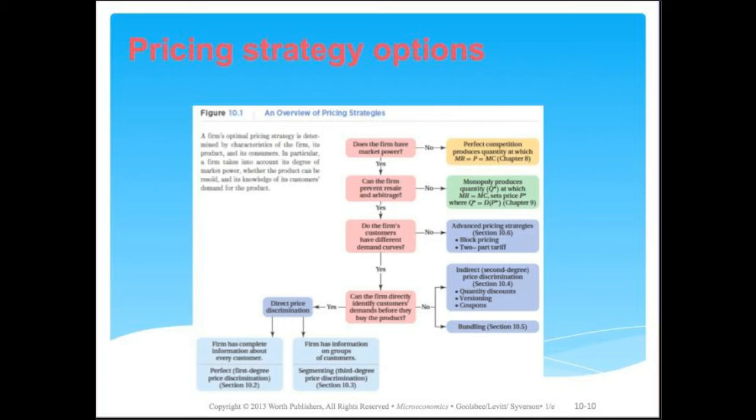But then what becomes critical is, can the firm directly identify the customer's demands before they buy the product? If they can't, that forces the firm to use things like quantity discounts or a practice called versioning that we'll talk about in a later video, which is having, as you might imagine, different versions of the same product. You might look at printers, for instance, and there's a high end, the middle end, and the low end, and the price differentials between those goods. How do you set those?